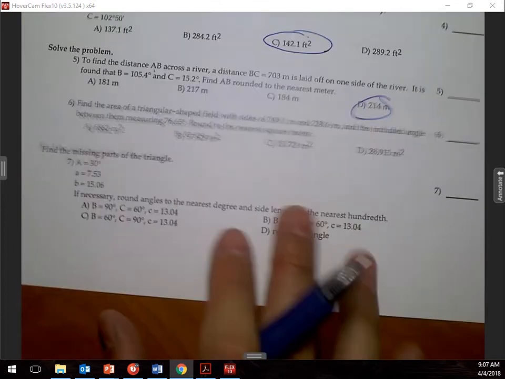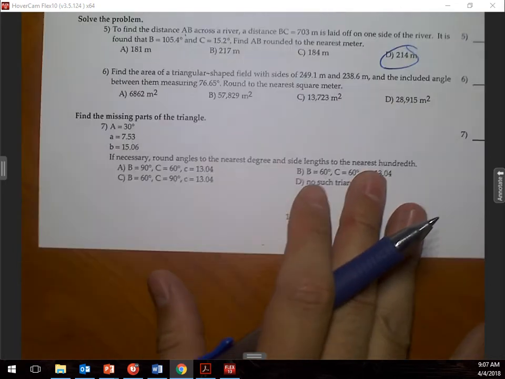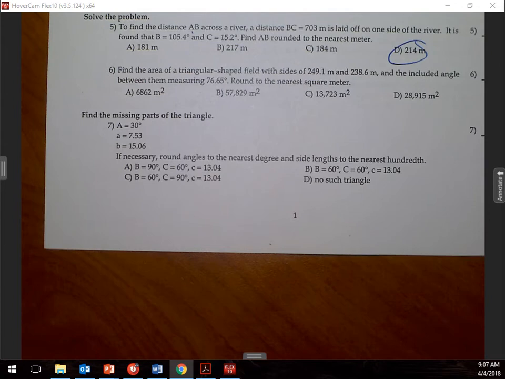On to number 6. Can you go back to the book? This right here?